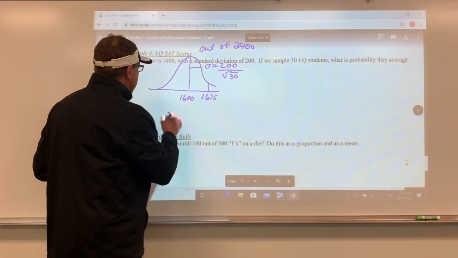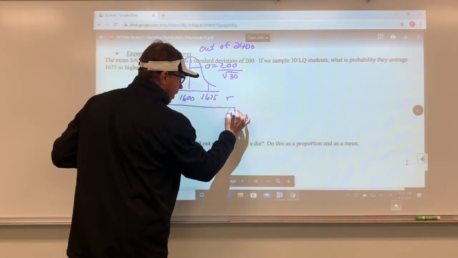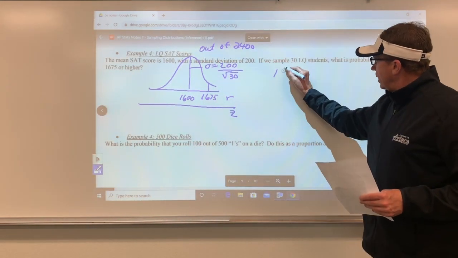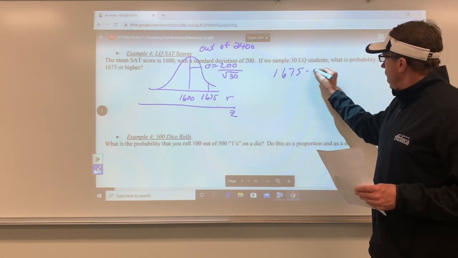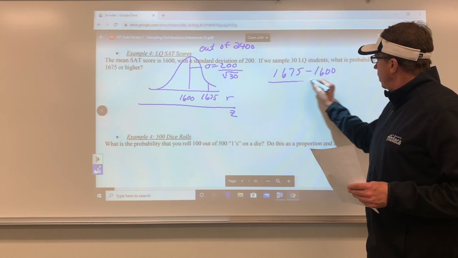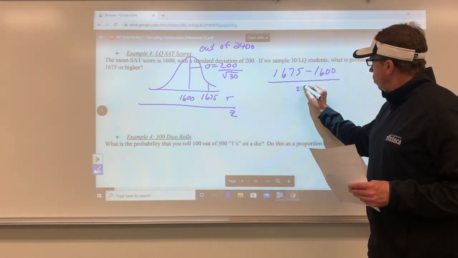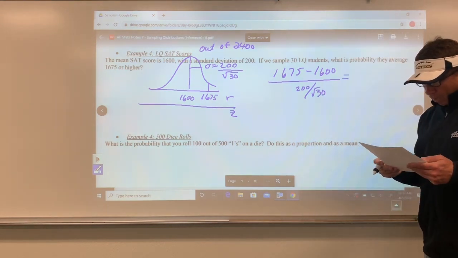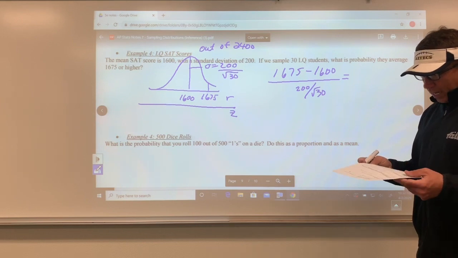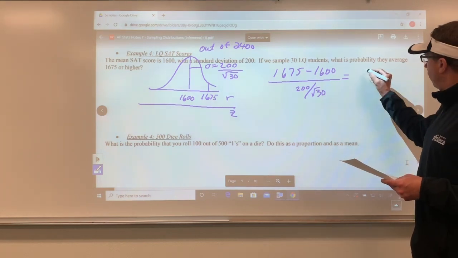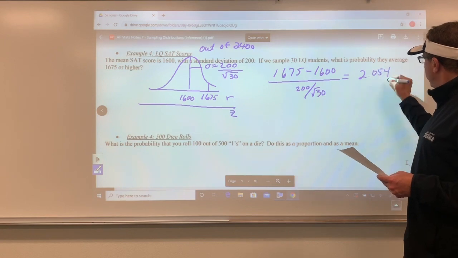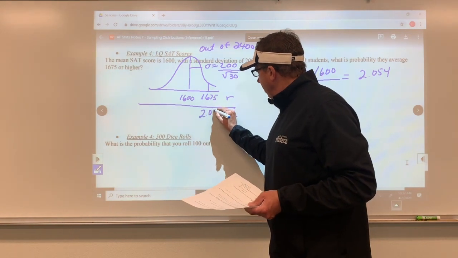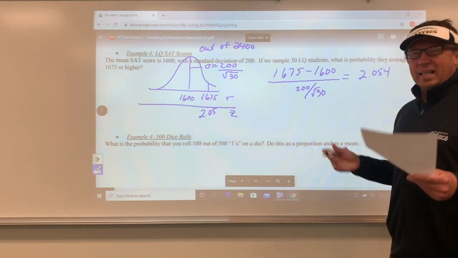Okay, now I'm going to get my z-score here. That's the raw score. Here comes the z-score, and I'm going to put it out here. This will be 1675 minus 1600 divided by 200 over the square root of 30. That's how you get the z-score, okay? And that particular z-score is just over 2. It's 2.054, which I should round to 2.05 because we're trying to go to 2 spots every time. If you round differently at different spots, you'll get slightly different answers.